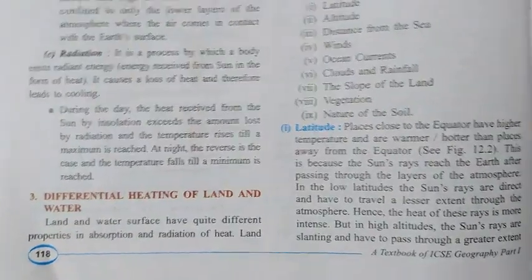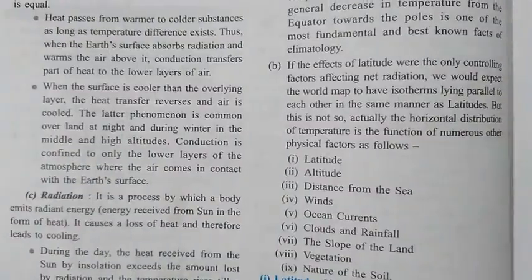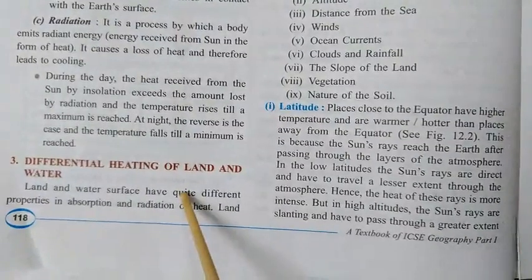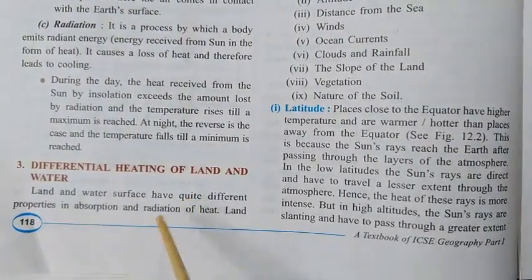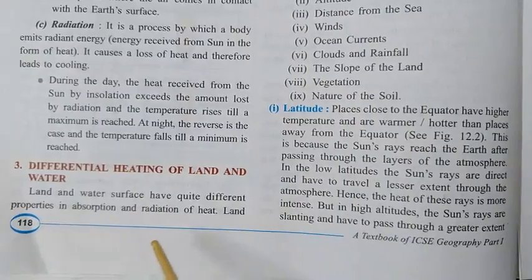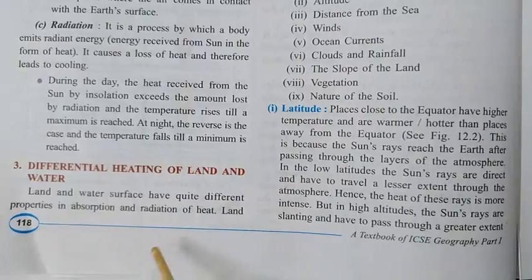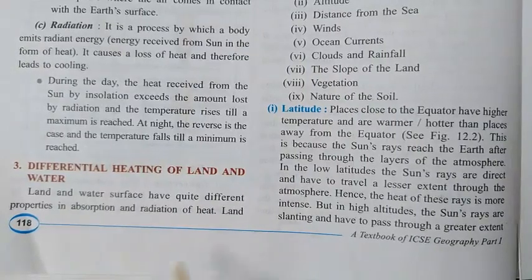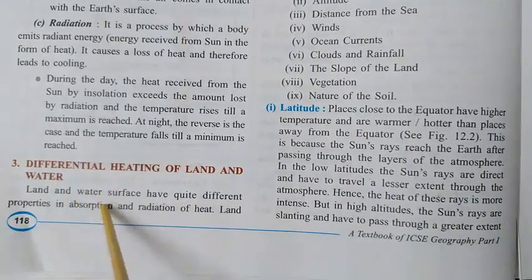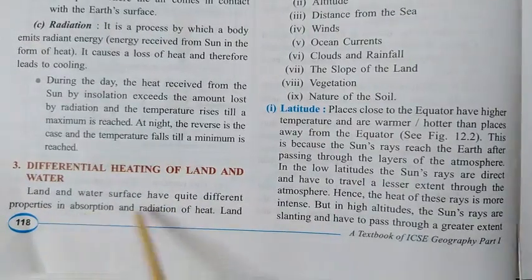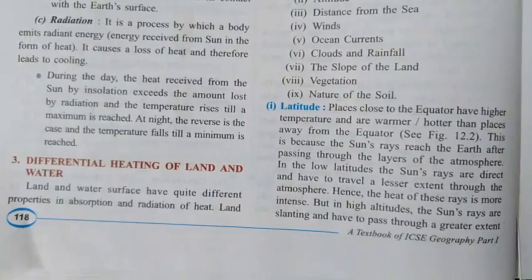Well, now because of this differential heating of the land and water, you can find there is a wind that blows near the coastal areas, and what we call the sea breeze and the land breeze. So the whole sea breeze and land breeze develop because of the differential heating properties of the absorption and the radiation of heat by the land and water.